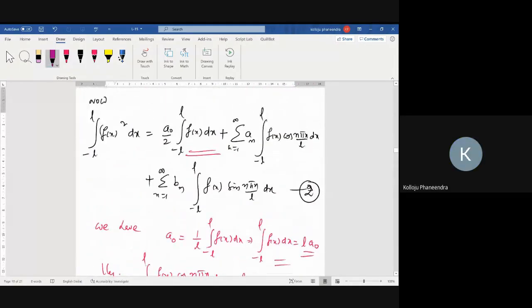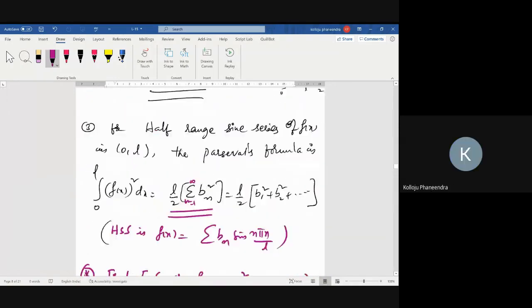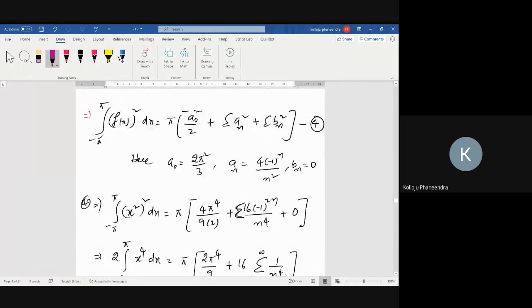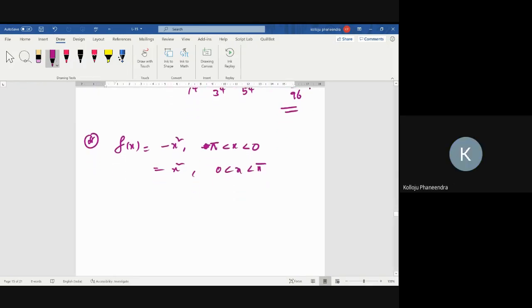Sir, if the function is like minus x square from minus pi to 0 and x square from 0 to pi... Let me write. You tell. f of x is equal to minus x square from minus pi to 0, and x square from 0 to pi. Okay, what is your doubt? Is it an odd function or an even function, sir?